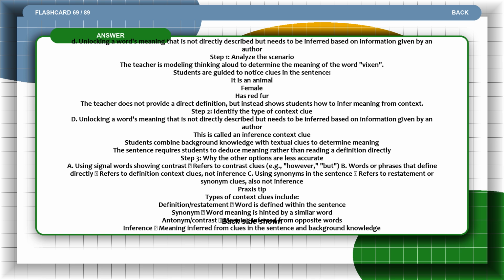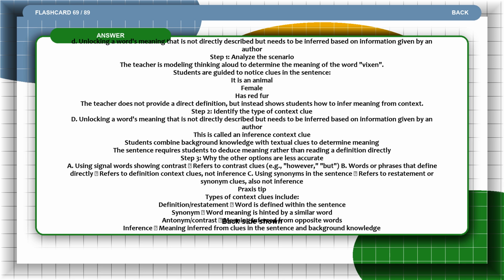Step 2. Identify the type of context clue. D. Unlocking a word's meaning that is not directly described but needs to be inferred based on information given by an author. This is called an inference context clue. Students combine background knowledge with textual clues to determine meaning. The sentence requires students to deduce meaning rather than reading a definition directly.